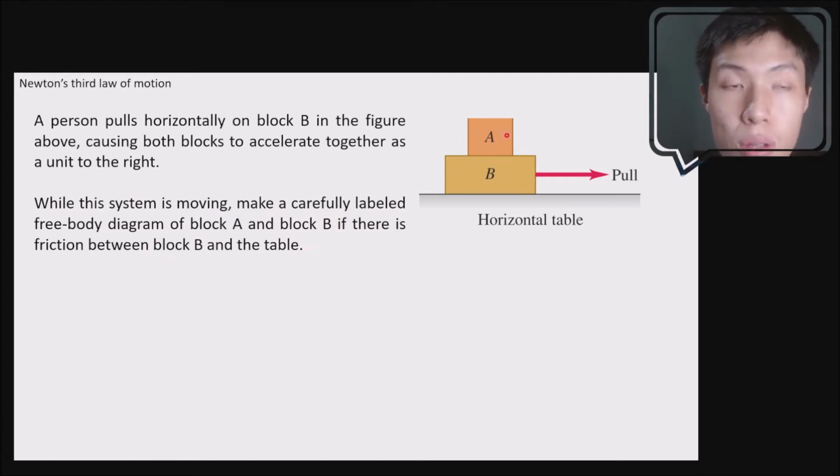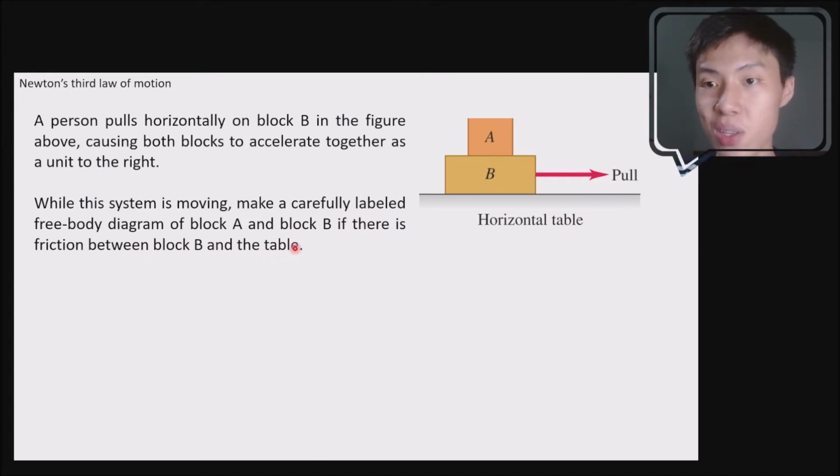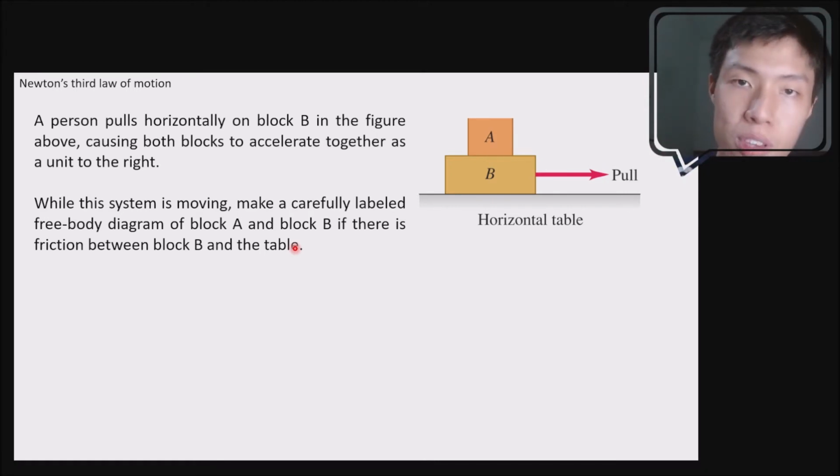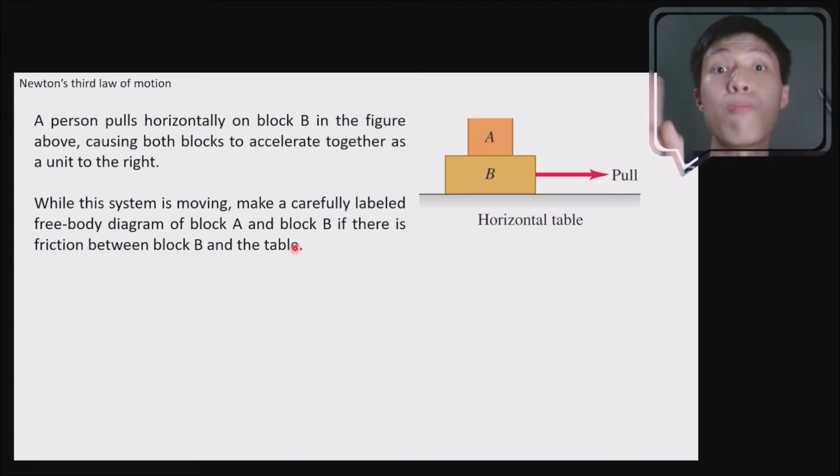So they want us to draw a free body diagram for block A, and a free body diagram for block B, and they want us to treat this horizontal table as a rough surface because they say there is friction between block B and the table. This is a situation we rarely see in our syllabus, but it's a question that makes us think a lot about how one thing can move even though there's nothing visibly pushing it.